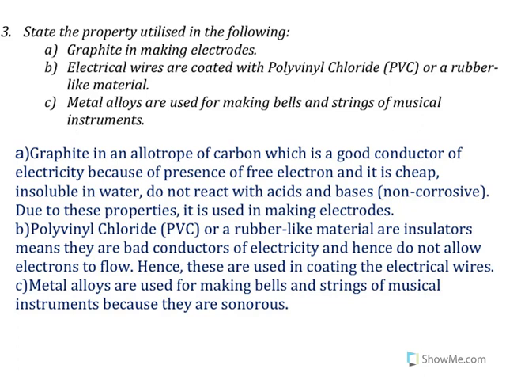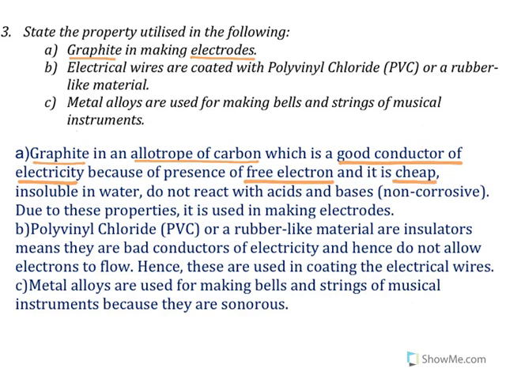State the property utilized in the following. Graphite is used to make electrodes. First, remember that graphite is an allotrope of carbon. And why is it used to make electrodes? It's a good conductor of electricity. Now, why is it a good conductor of electricity? Because it has got free ions which conduct electricity.